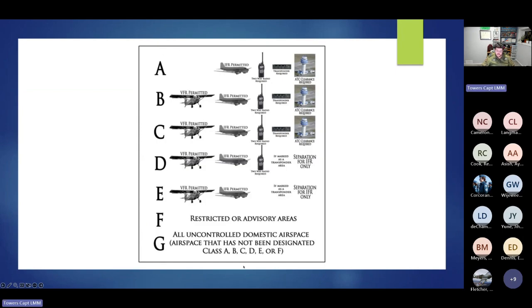Here's another diagram or chart for you to refer to for the memorization of what's allowed in the different areas. So Class A, you can't have VFR at all. You have to have IFR. You need a two-way radio. You need a transponder. You need ATC clearance. B, all of those. C, all of those. D, all of those. E, it's all fairly straightforward. But I'll linger on that for a second to allow you to take a screenshot. But again, these will be posted.